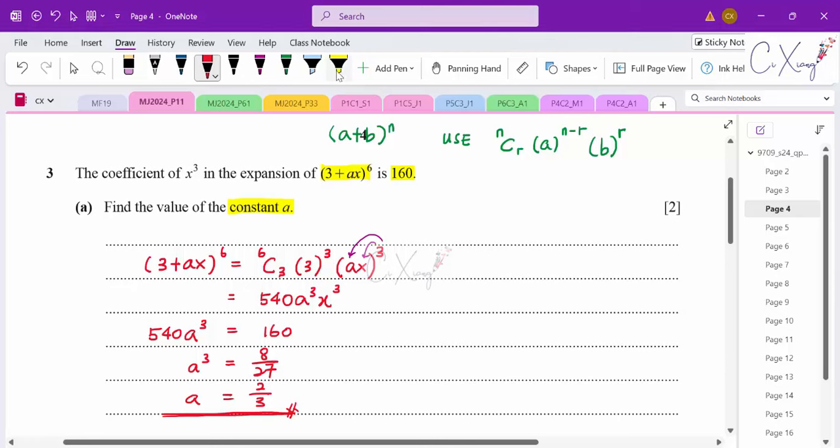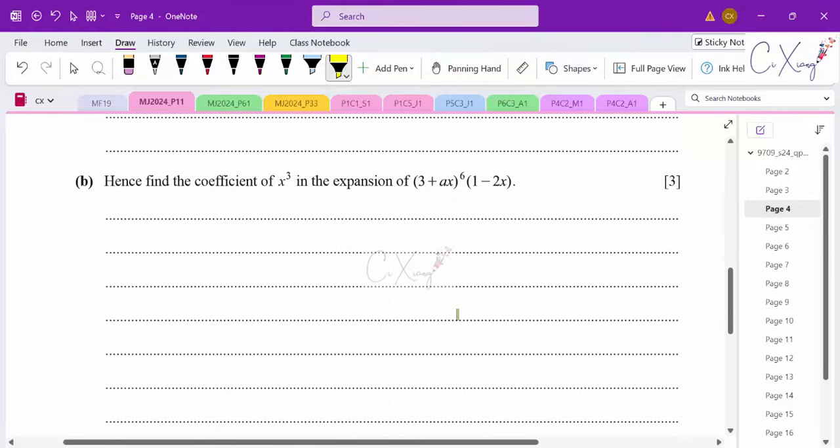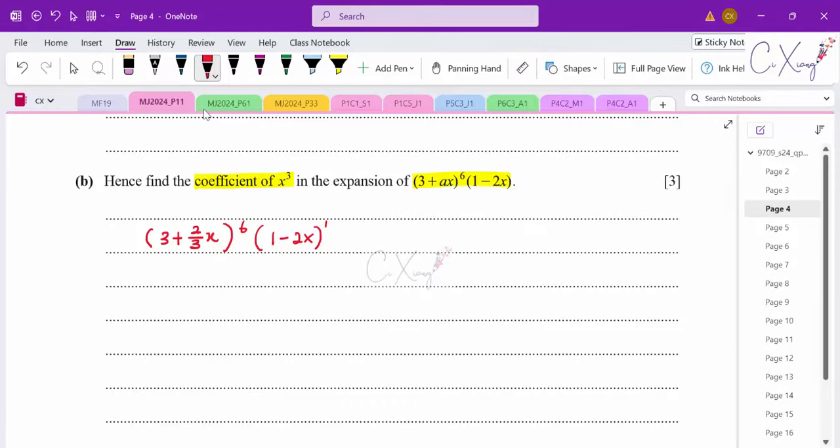Okay, so this is how we get the answer for the first part. Then let's continue to part B. For part B, they want you to find the coefficient of x power 3 in this expansion. Again, let's have a look at what we can do. First step, I put in the value for a, which is 2 over 3, and then x power 6. Then this one is (1 minus 2x) power 1. The bracket with power 1, I cannot do anything to expand it because it remains as power 1. It remains how it looks.